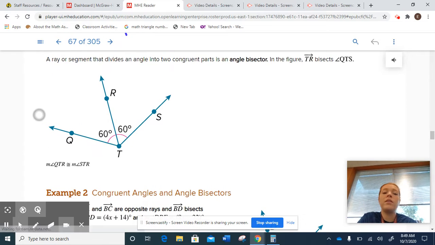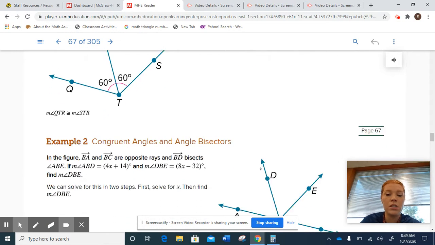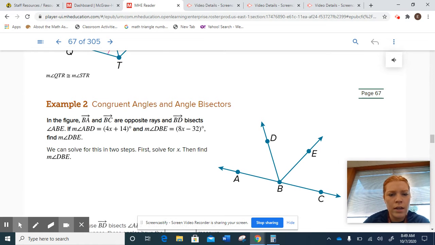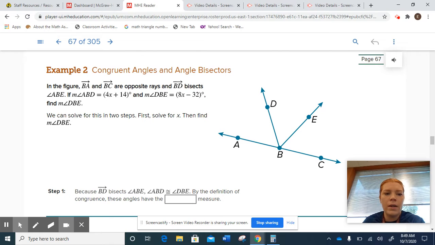Okay, so they gave an example. They said one side is 60 degrees, so the other side also has to be 60 degrees. So let's look at this example 2. Congruent angles and angle bisectors. In the figure, BA, and here's the other thing.